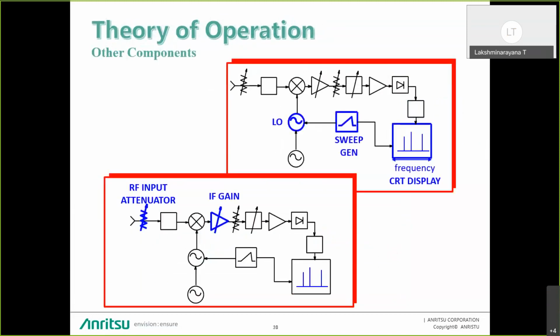Okay. Apart from these components, we do have a local oscillator which feeds the mixer, and the sweep generator. The sweep generator syncs between the local oscillator and the display unit.